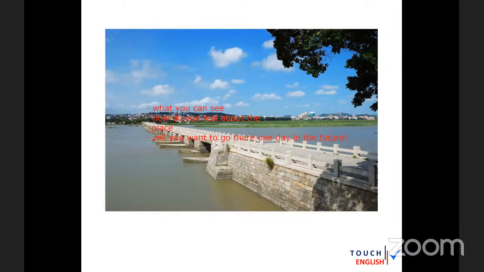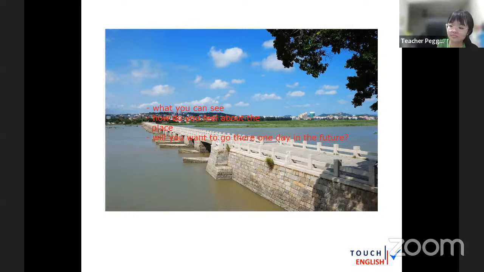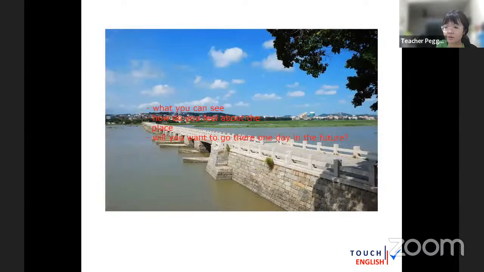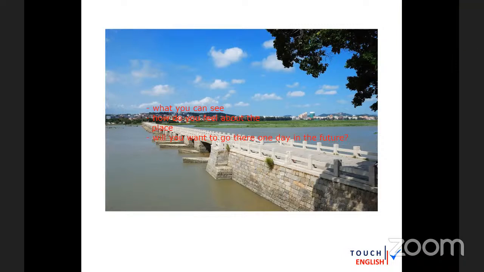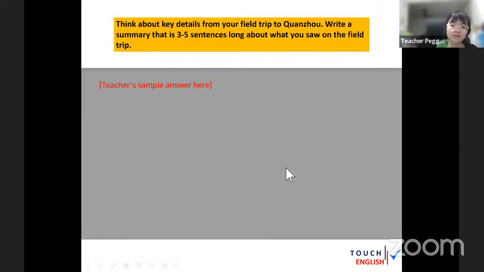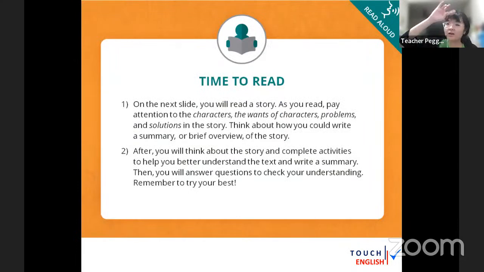The bridge is beautiful, and also I see the sky is beautiful. The blue sky is also beautiful. So will you go there in the future? I think yes. All right. So this is you sharing about what you think about Quanzhou.